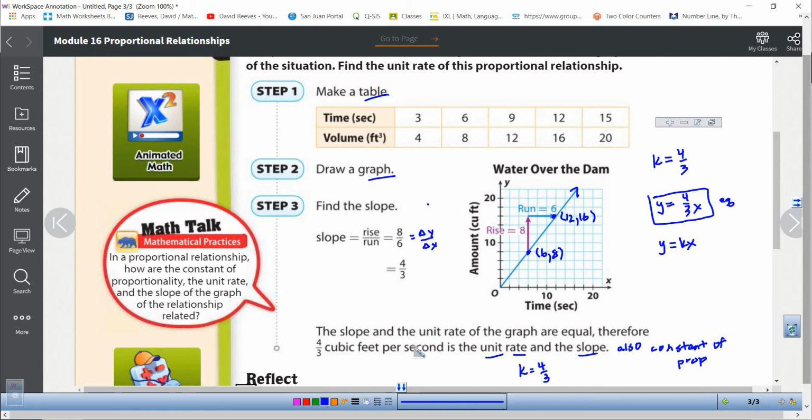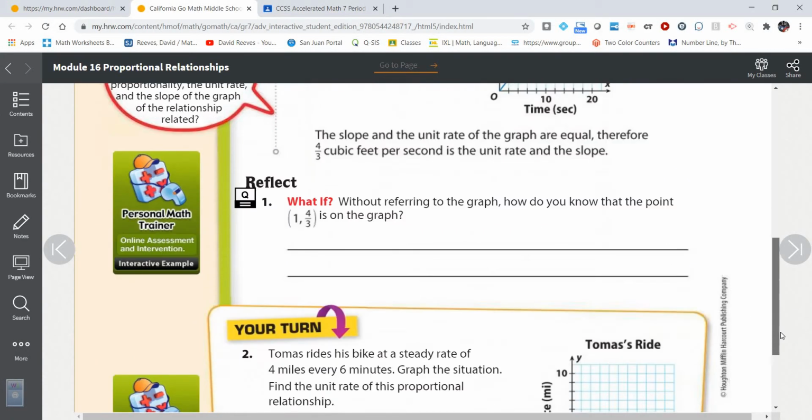And in words, we can use the unit rate and say that the water is going at a rate of 4/3 cubic feet per second, or we could say 4 cubic feet every 3 seconds, right? So this would be an example of the rate, 4 cubic feet every 3 seconds. 4/3 of a cubic foot per second is the unit rate. Remember, in a unit rate, that second unit has to be 1. All right, so this is all the different ways to represent a proportional relationship.